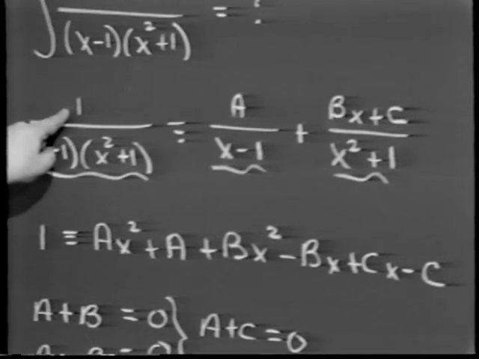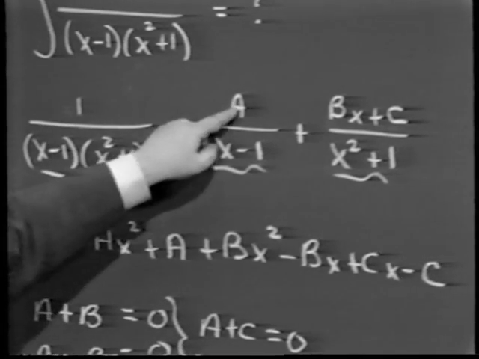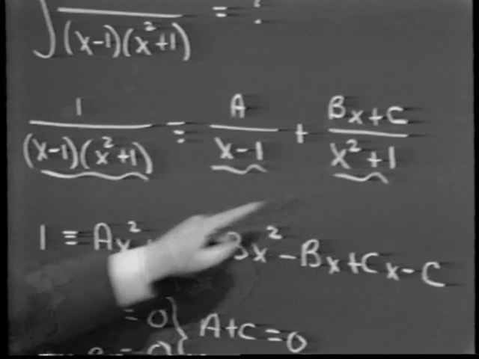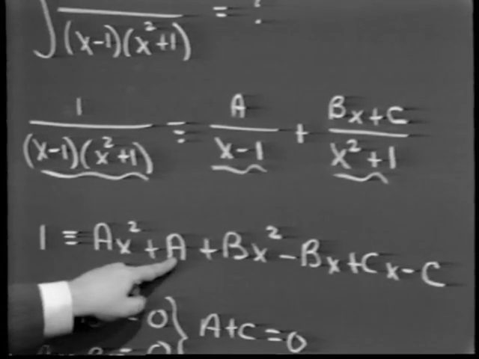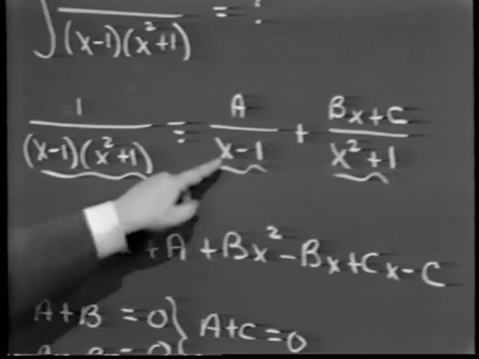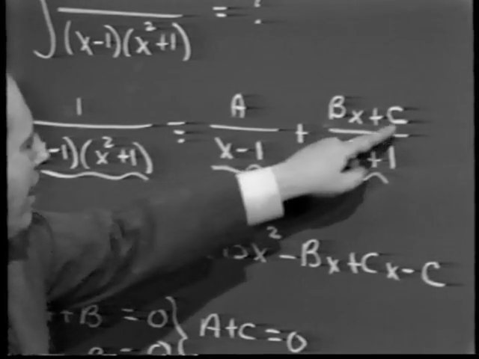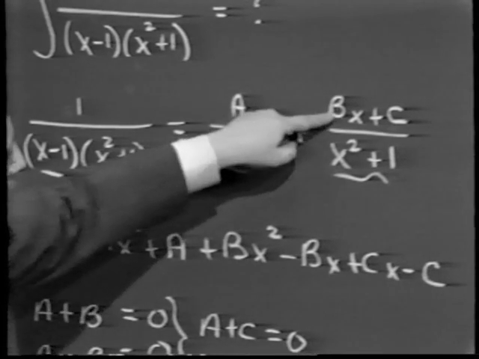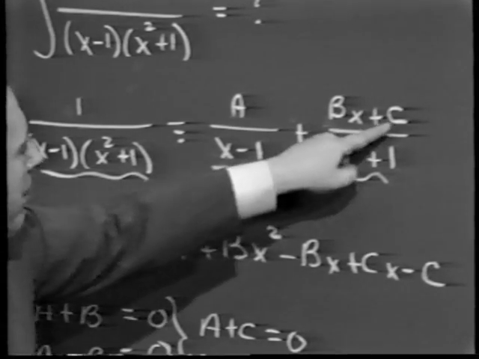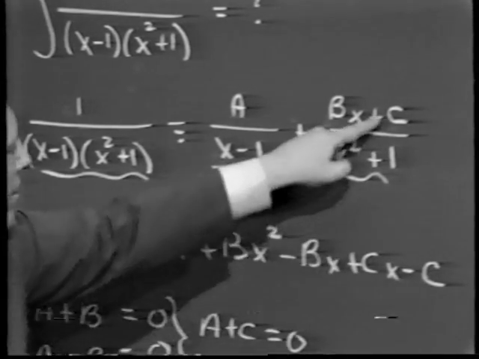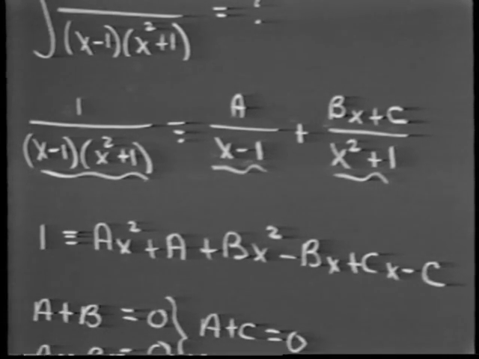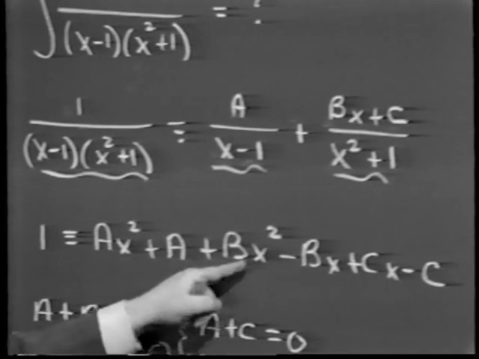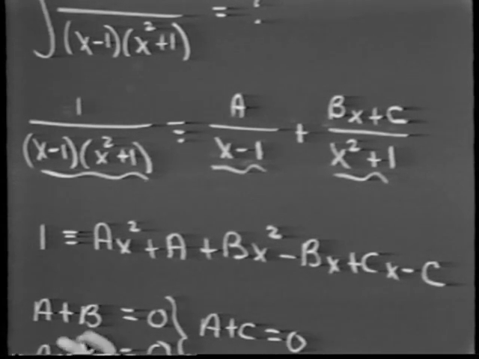All right, now what is the numerator on the right-hand side? It's a times x squared plus 1. That's ax squared plus a. Then it's going to be x minus 1 times bx plus c. That's going to be bx squared minus bx plus c times x minus c. And now the idea is something like this, and I'll come back to this in a few moments to hammer this home from a different point of view.